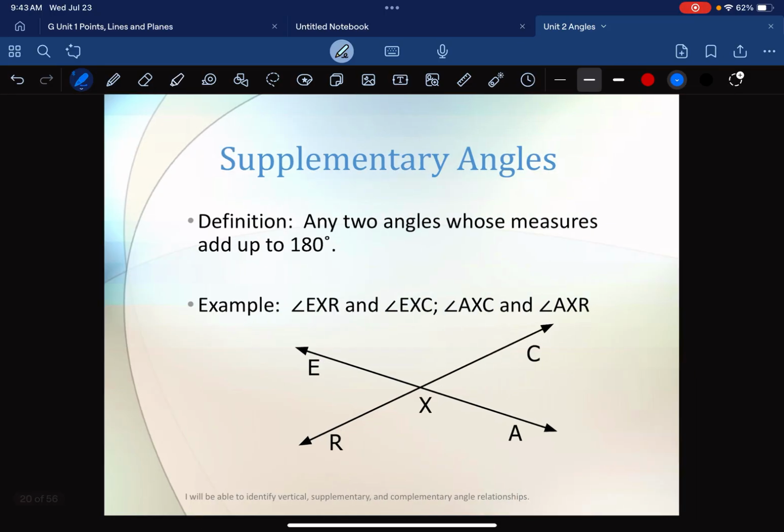Supplementary, they just add up to 180 as well. And it's any two angles. Again, they do not have to be adjacent.